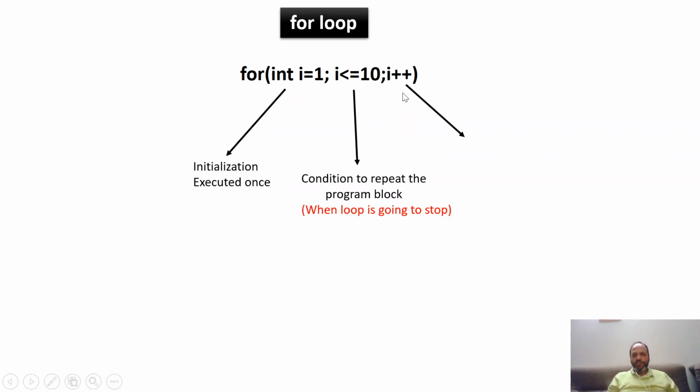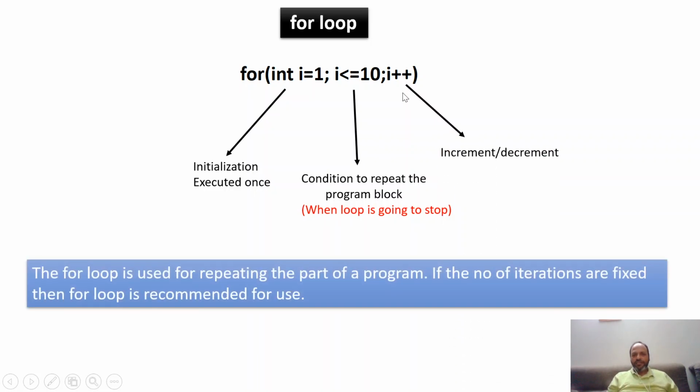And what is this I plus plus? This is increment or decrement. It actually depends. So what is happening here is, if you look at it, the for loop is used for repeating a part of the program. Okay, so if the number of iterations is fixed, then the for loop is recommended for use. What that means will be very clear once we do while and do while loops, because there are three loops in Java, and then you will understand what a fixed number of iterations is.